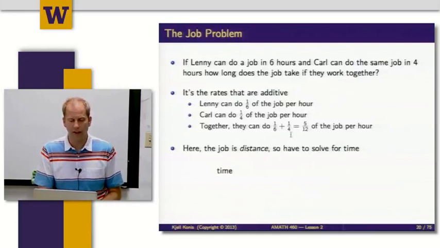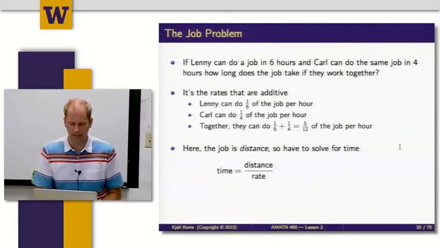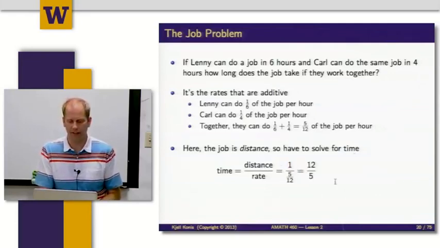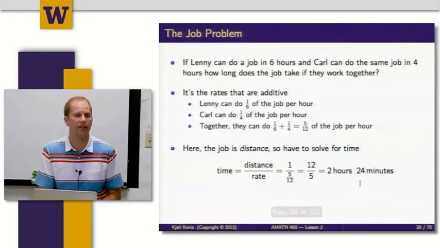And so here, the job is what's going to end up being the distance, and the time is what we're asking for. How long does it take them to do the job if they're working together? So solving for time, I just get distance divided by rate. And then I've worked out what these numbers are. We have one job. The rate that they're working is 5/12 jobs per hour. I can multiply the top and bottom of that by 12/5 and get 12/5. So the job is going to take 2 hours and 24 minutes if they work together.